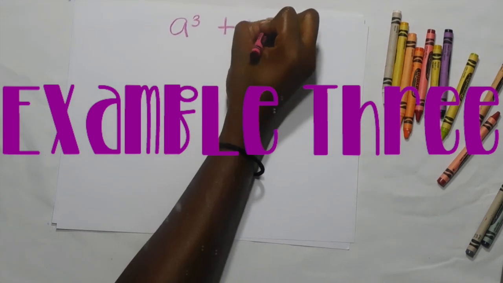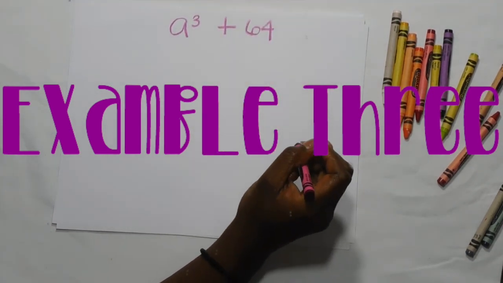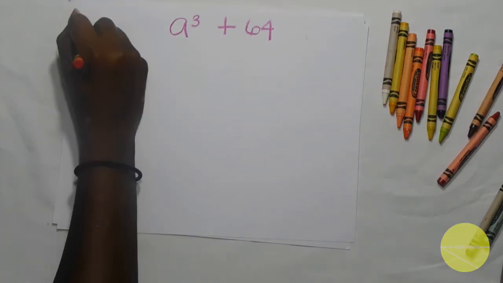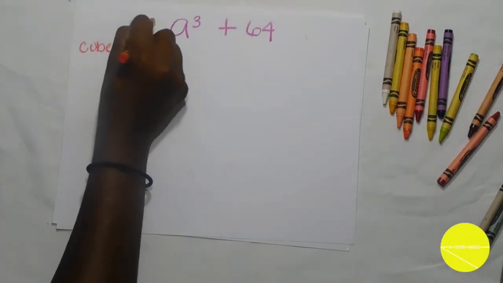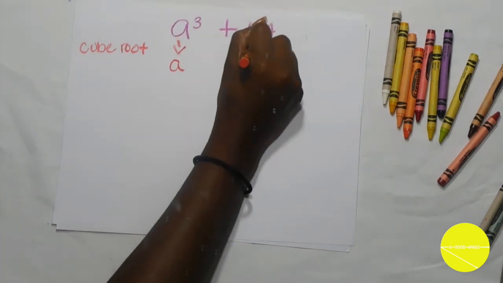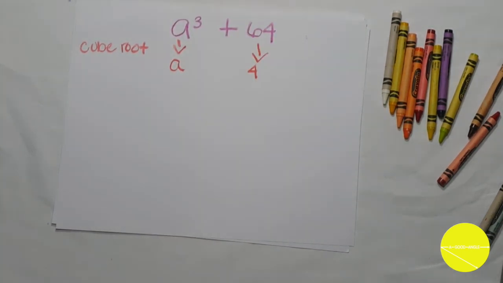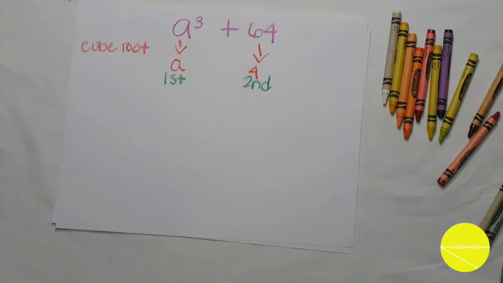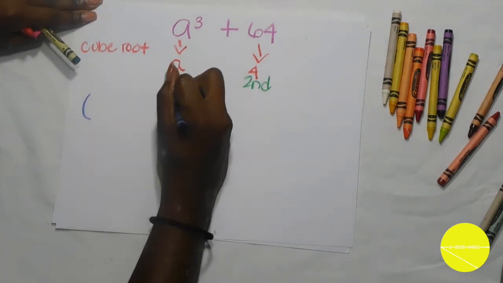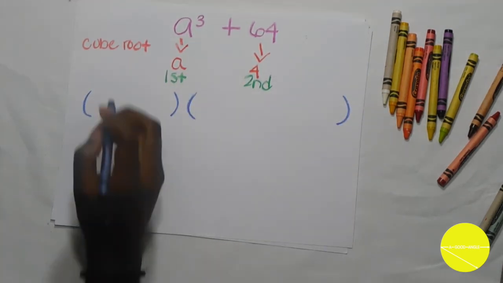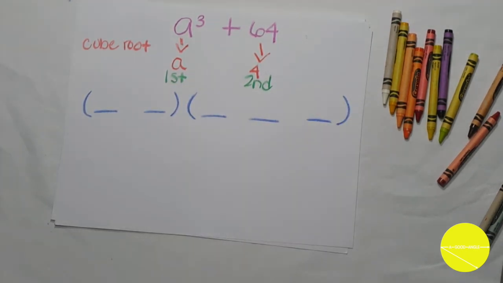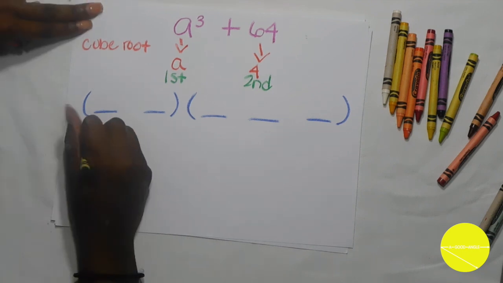Okay, a cubed plus 64, our third example. Find the cube roots. The cube root of a cubed is a. The cube root of 64 is 4. So we're going to say a is our first one, 4 is our second one. Set up 2 sets of parentheses, okay? 2 blanks in the first one, 3 blanks in the second one. Use some soap, okay?